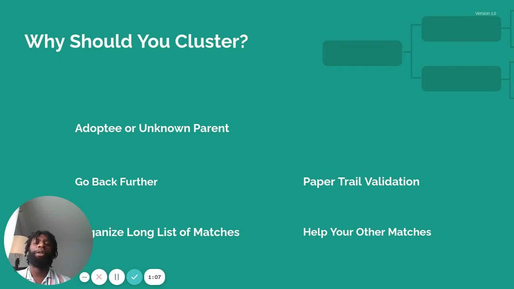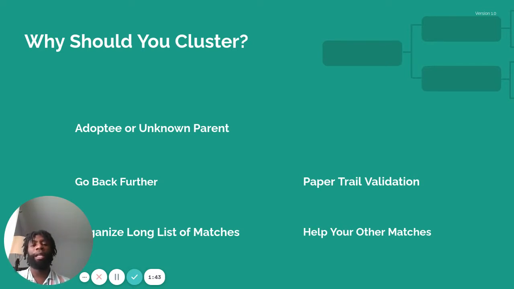So why would you consider clustering your DNA matches? Some examples of why you might do that are if you're adopted or have unknown parentage or an unknown grandparent, clustering your matches can help identify the different surnames and ancestors on particular lines within your tree. And also generally helps you go back further. So really wherever you are in your research, you can use grouping through clustering your DNA matches as a way to expand your research and collaborate with others. It also helps you just organize that list.